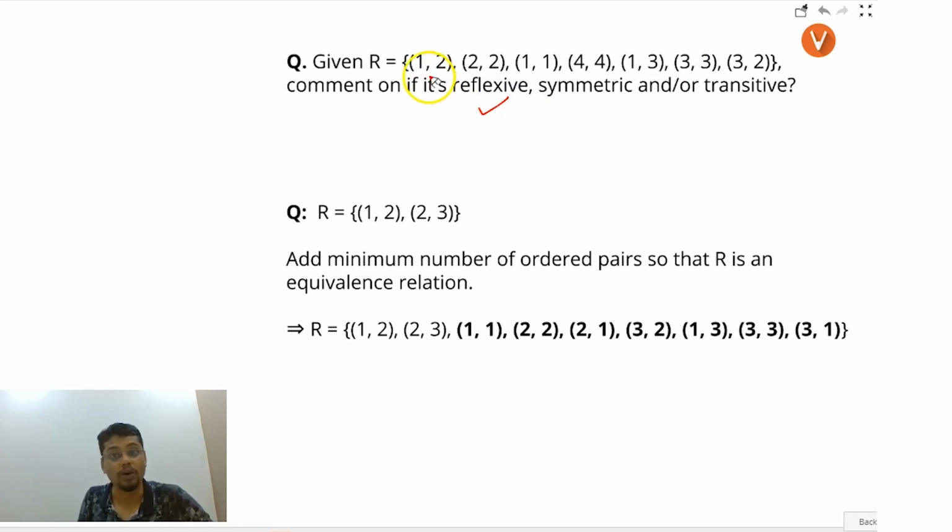What about symmetric? 1, 2 is there. So 2, 1 should be there. Hey, 2, 1 is not there. That means it is not symmetric. Now, what about transitive? Transitive is interesting of all the three generally.